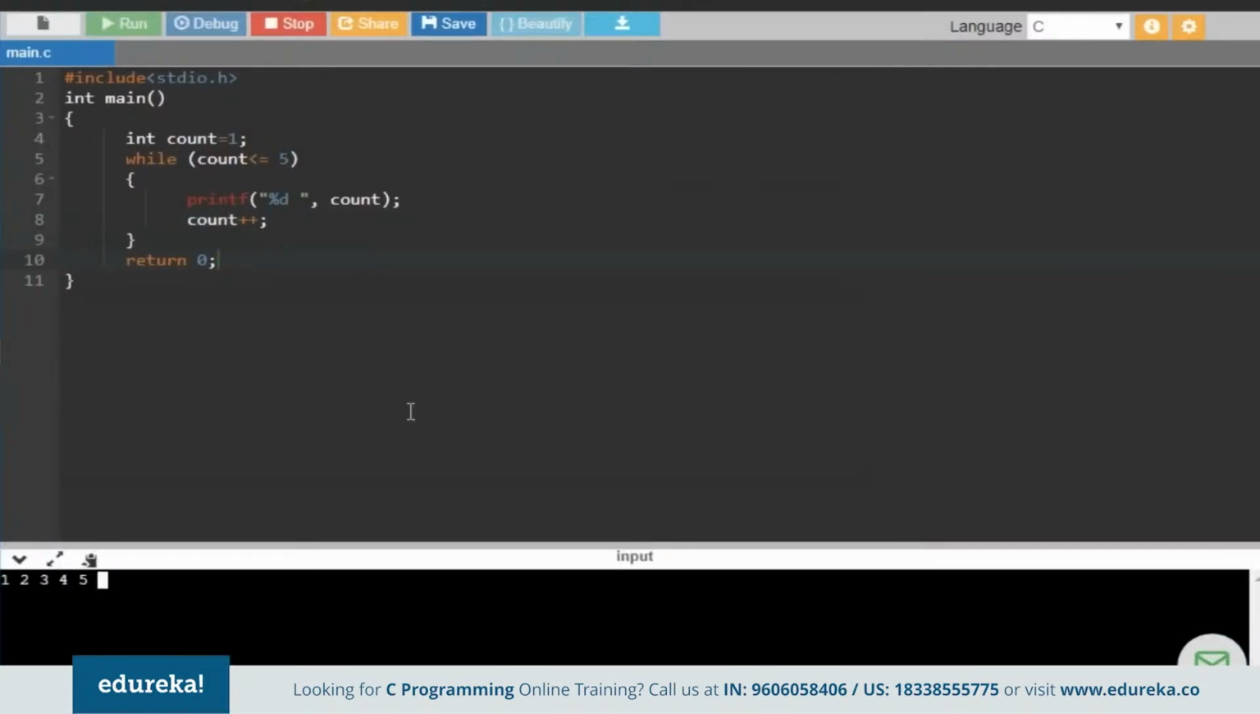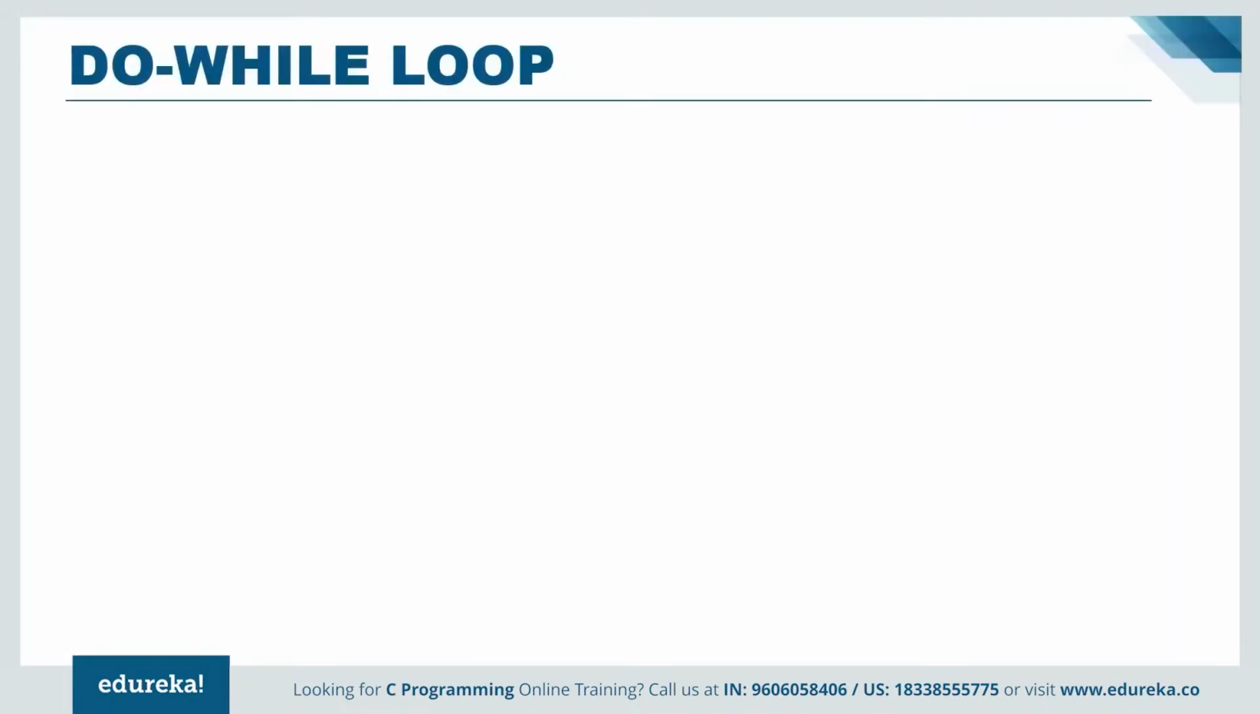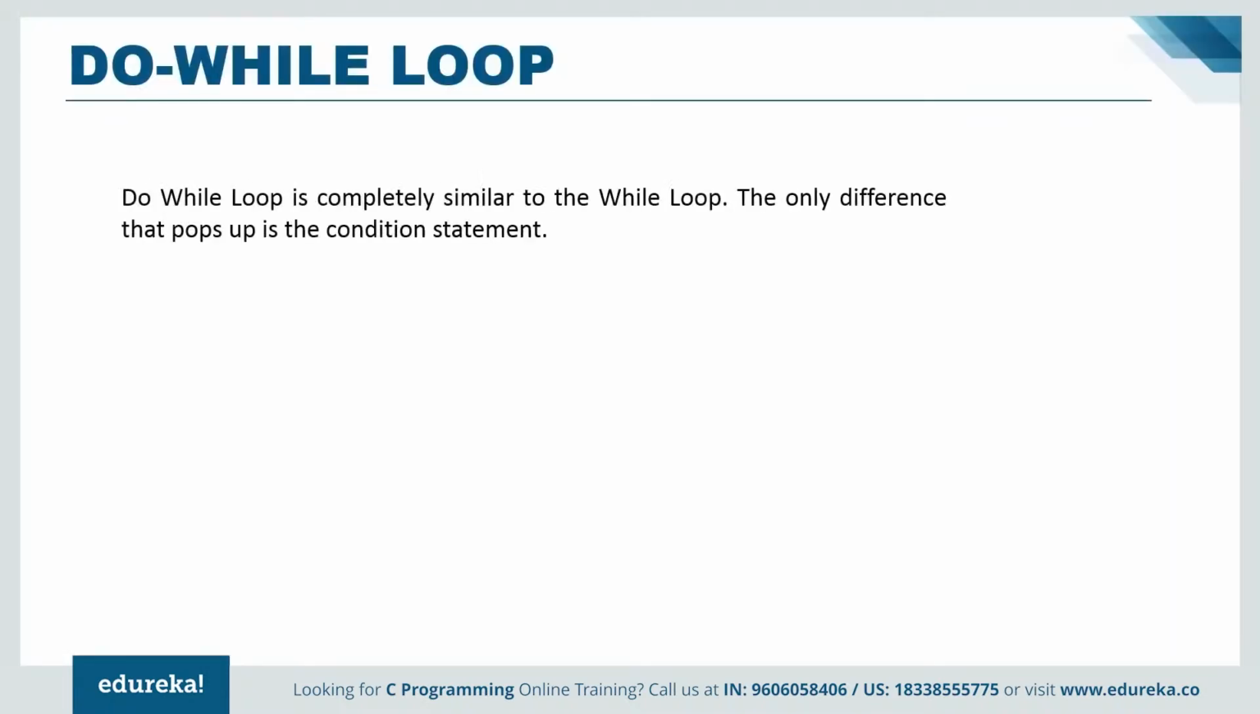As you can see, the program has been successfully executed and the while loop ran until the condition was true, which states that the counter variable should be less than or equal to 5. So when the counter variable reached the maximum limit, the while loop got terminated and the next set of statements were executed. Let us understand the next type of loop, which is the do while loop. The do while loop is completely similar to the while loop. The only difference is the condition will be stated at the end of the loop.